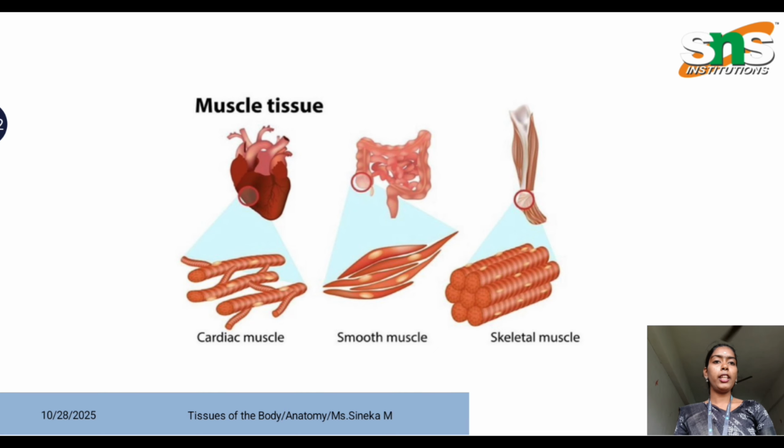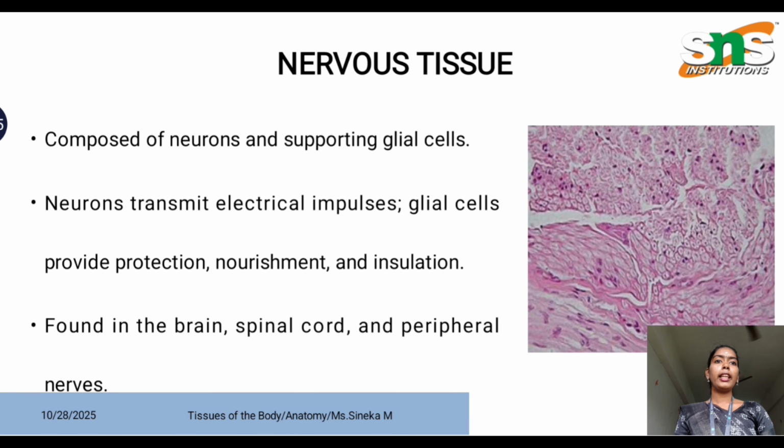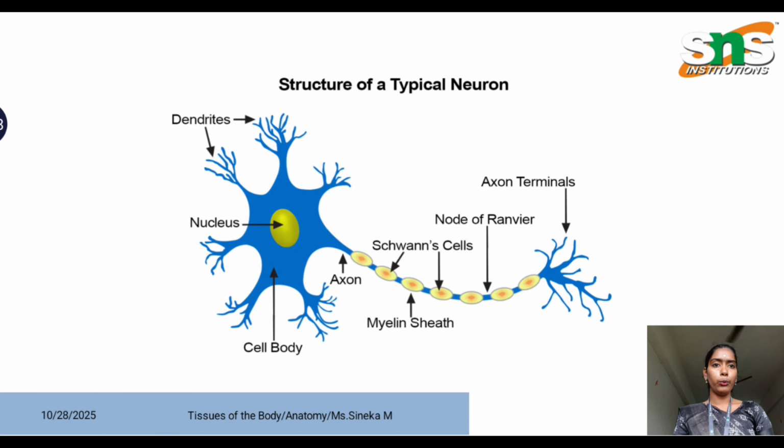Here is another image. Next one is nervous tissue, composed of neurons and supporting glial cells. It is only present in our brain and spinal cord. Here is the image for nervous tissue. This nervous tissue is made up of neurons and supporting glial cells. These neurons transmit electrical impulses, and glial cells provide protection, nourishment and insulation. These two help to transmit signals from one part of the body to another, found in brain, spinal cord and peripheral nerves. Here is the image of a neuron.